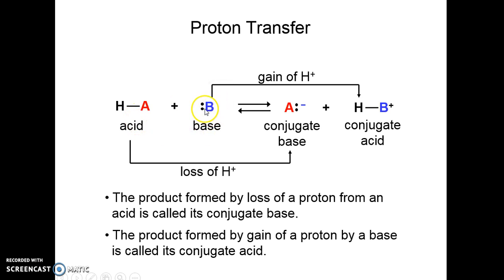This base grabs a proton and forms this species right here. But this right here, HB+, can lose its proton and go back to the base. As a result, we call this the conjugate acid of this base.